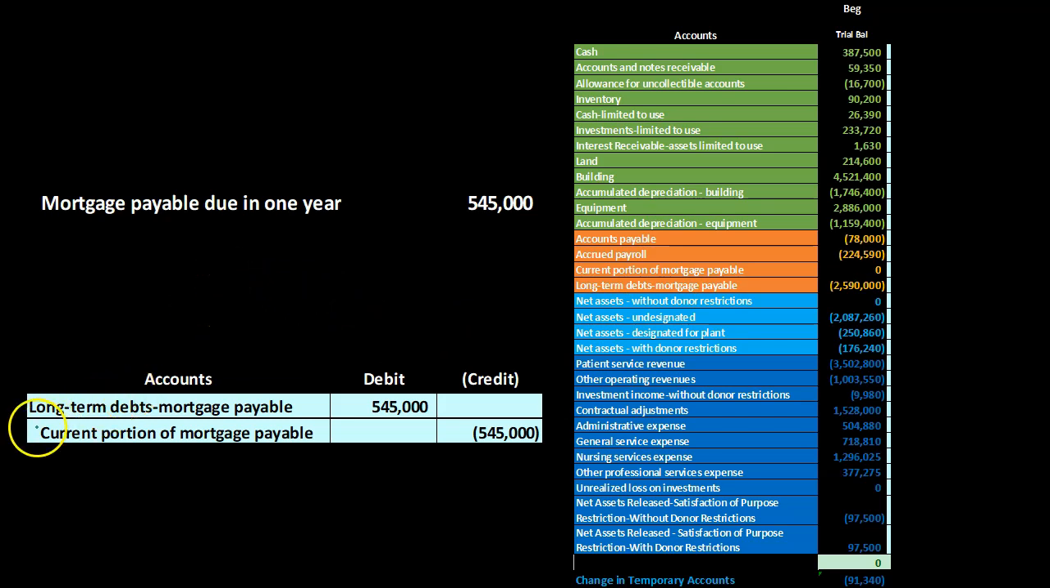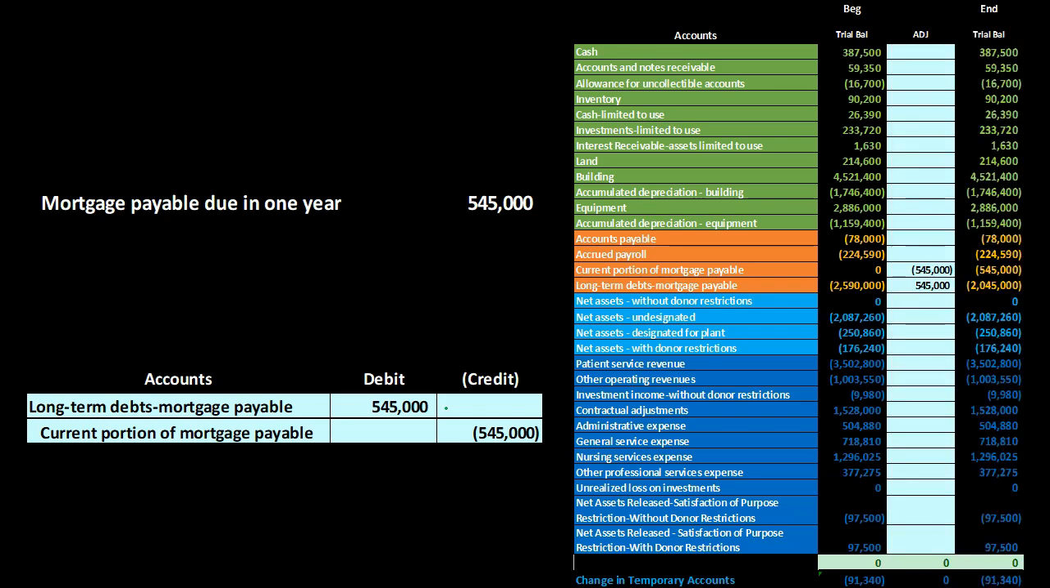So we're going to be doing this journal entry. We're going to be saying that the current portion of the mortgage payable, the amount that's due within a year, is going to be going up with a credit. It's going to be a liability account, therefore it goes up with a credit. And the long-term portion then going down with a debit.